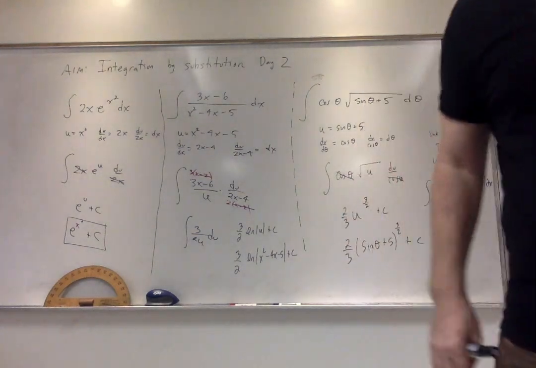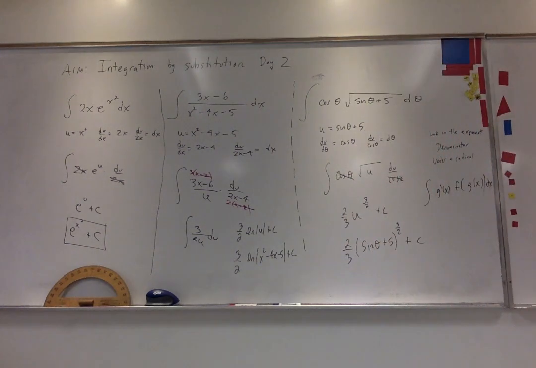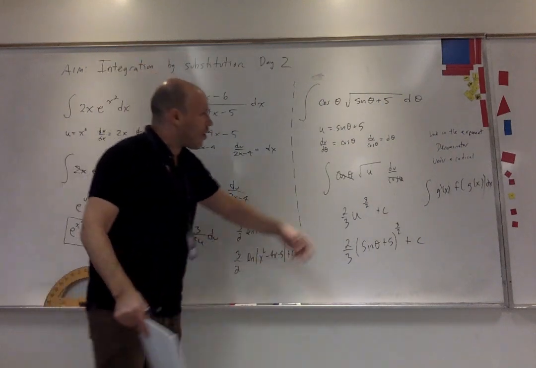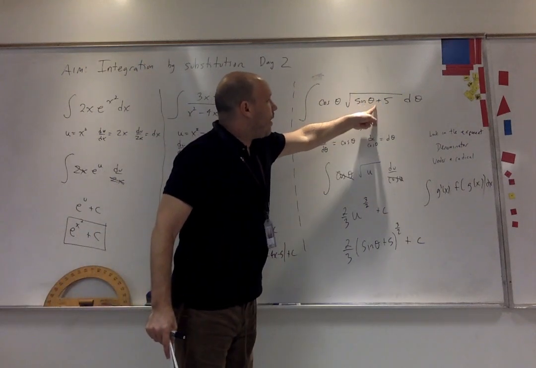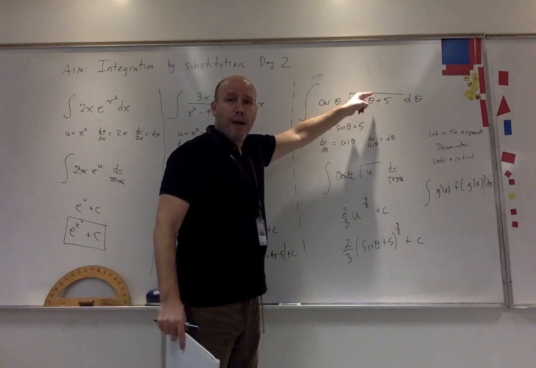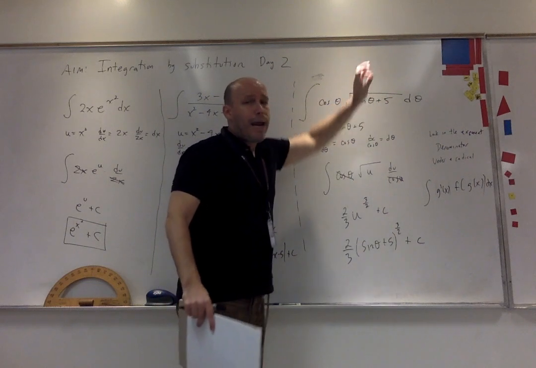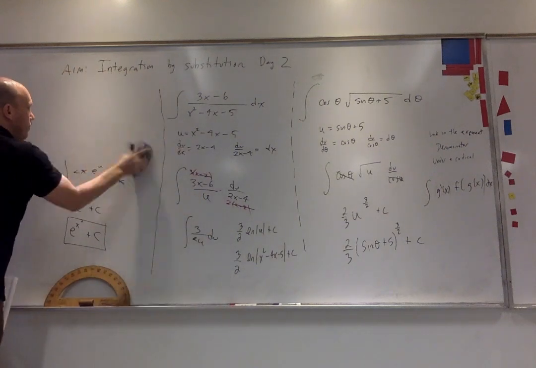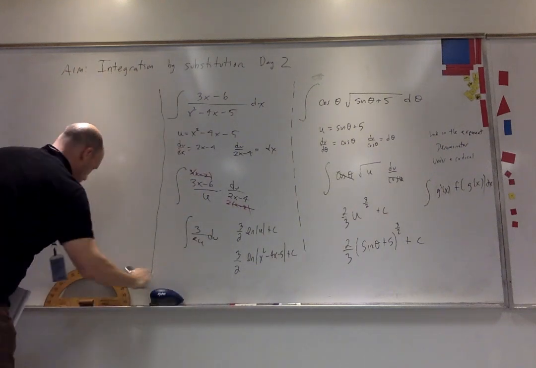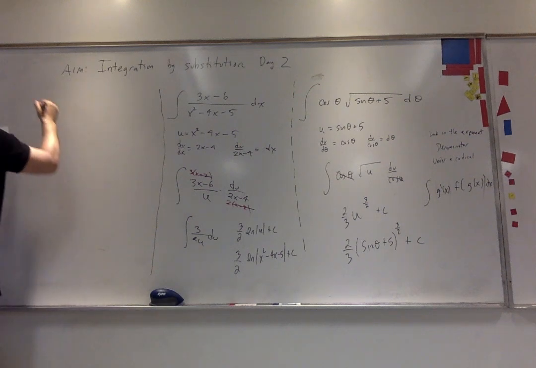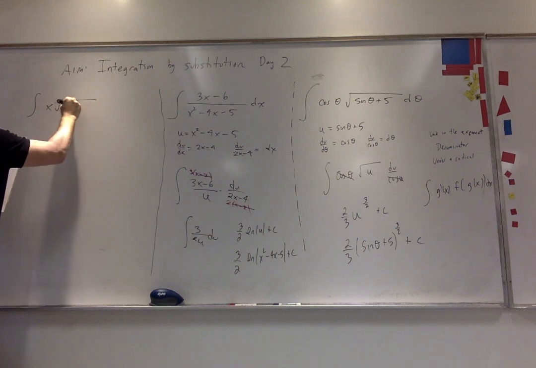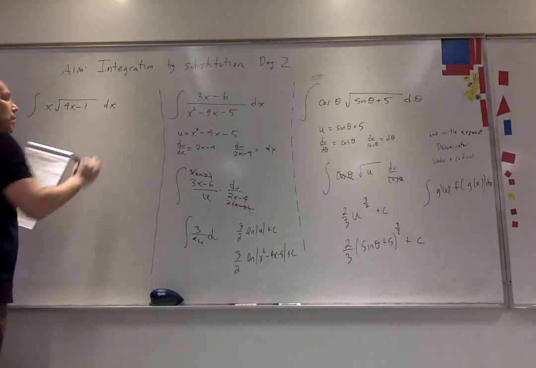Okay. What other types of substitution are we going to have to do? Well, if you notice here, we got rid of this whole expression under the radical, and it just became u to the 1/2. So you might see problems like this. You might see, take the integral of x radical 4x minus 1 dx.